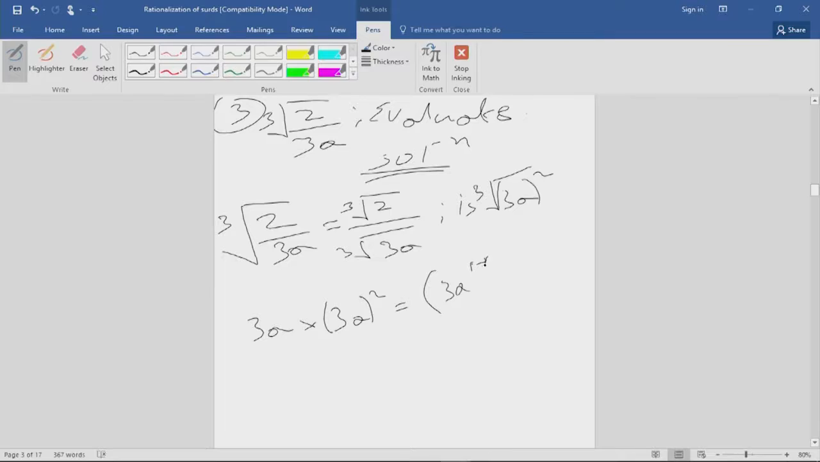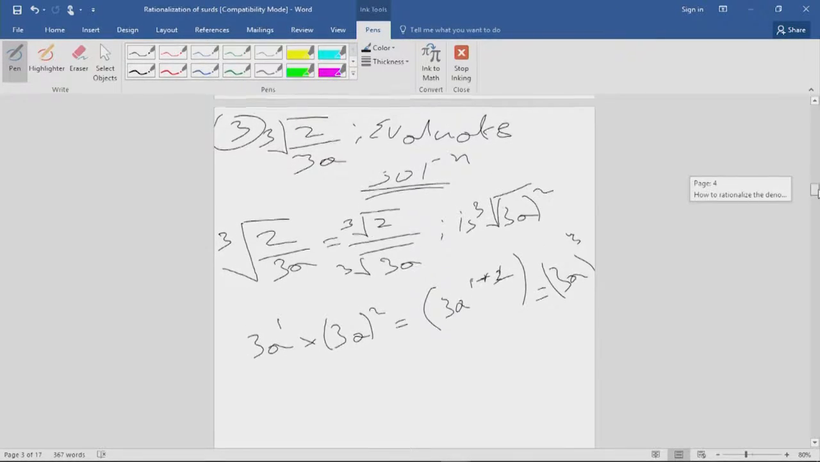We are going to add their powers. The power here is 1 and the power there is 2. So 2 plus 1 gives us what? 3, all onto this, the power of 3.